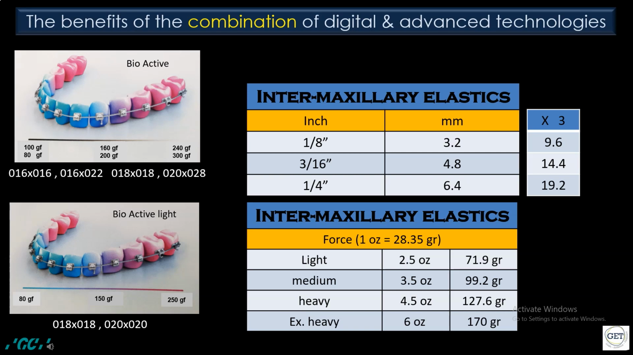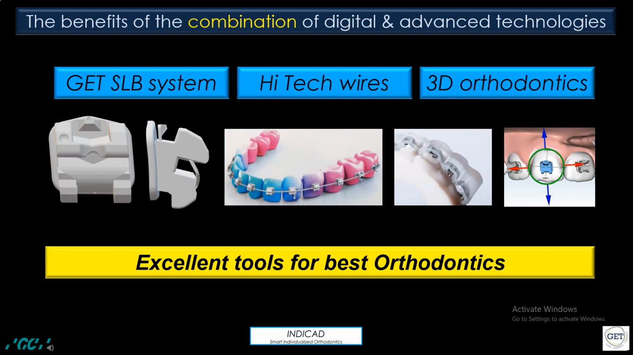and the low friction in the active self-ligating bracket will allow a good sliding with good control, and with the 3D smart individualization leading to the optimal teeth movement. The combination of high-quality self-ligating brackets, innovative wires with the digital smile orthodontics, and the unique GET system can offer the orthodontist the best tools for faster and better results.